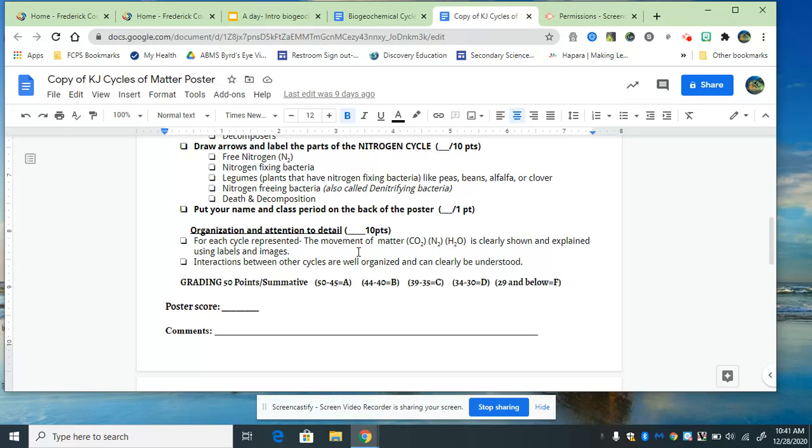For each cycle represented, the movement of matter, carbon dioxide, nitrogen, and water is clearly shown and explained using labels and images. So keep everything organized and make sure that you could explain what's happening on your poster, and make sure that your interactions between other cycles are well organized and clearly understood.